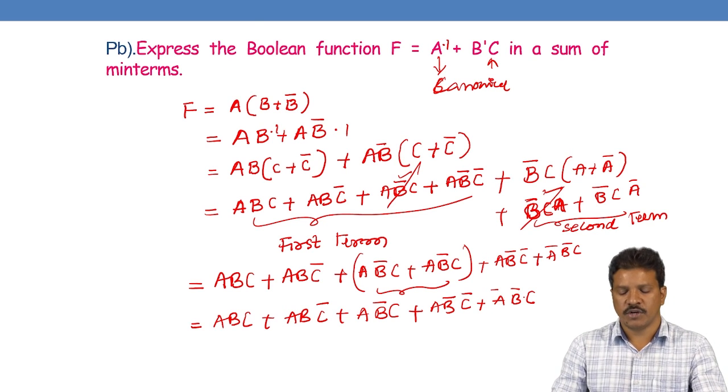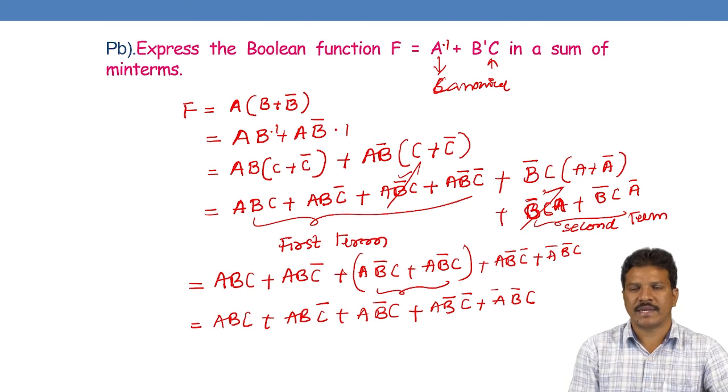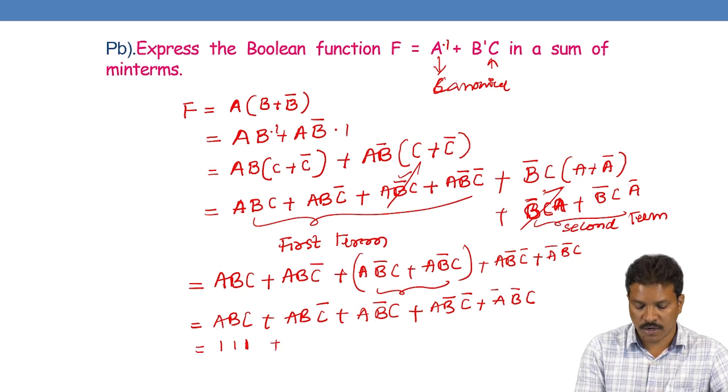Just now we studied the corresponding Boolean values for these variables. A variable can be represented in complemented and uncomplemented form. In a minterm expression, a complemented variable is equal to 0 and an uncomplemented variable is equal to 1. So ABC is 1 1 1, ABC' is 1 1 0, AB'C is 1 0 1, plus 1 0 0, plus 0 0 1.